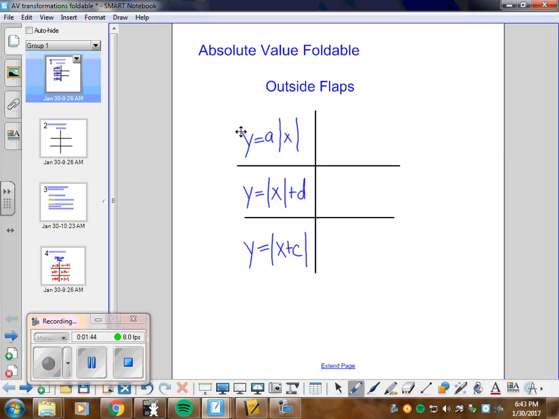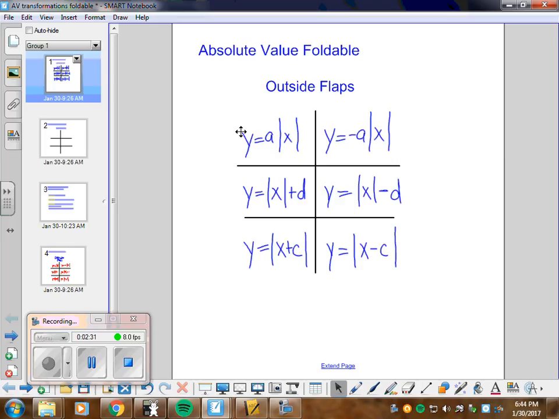Now we're going to start back up at the top right. Y equals negative A times the absolute value of X. So you've got a negative A. Y equals absolute value of X minus D. The last flap, Y equals absolute value of X minus C. So on the right-hand side, you have Y equals negative A times the absolute value of X, Y equals absolute value of X minus D in the second flap, and Y equals the absolute value of X minus C in the last flap.